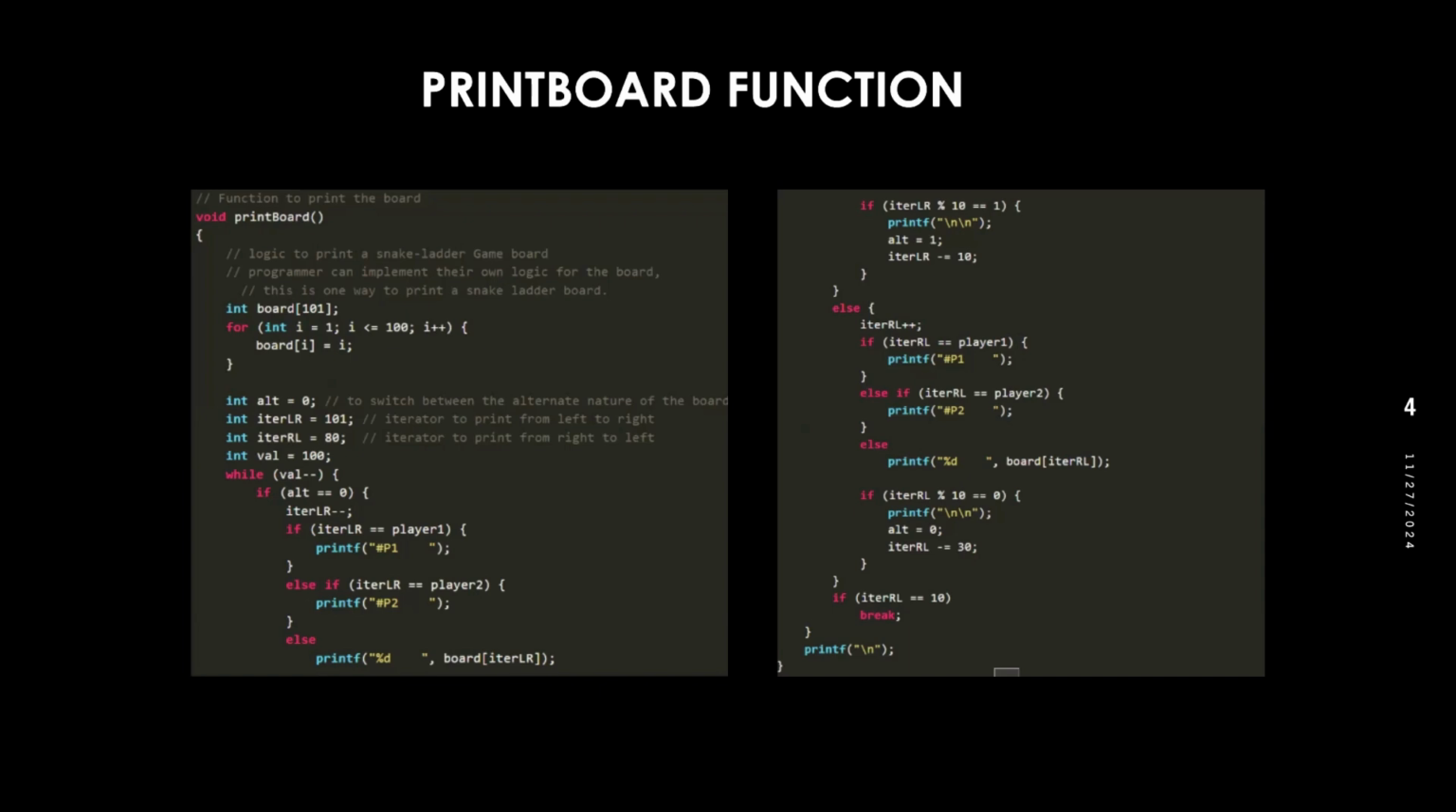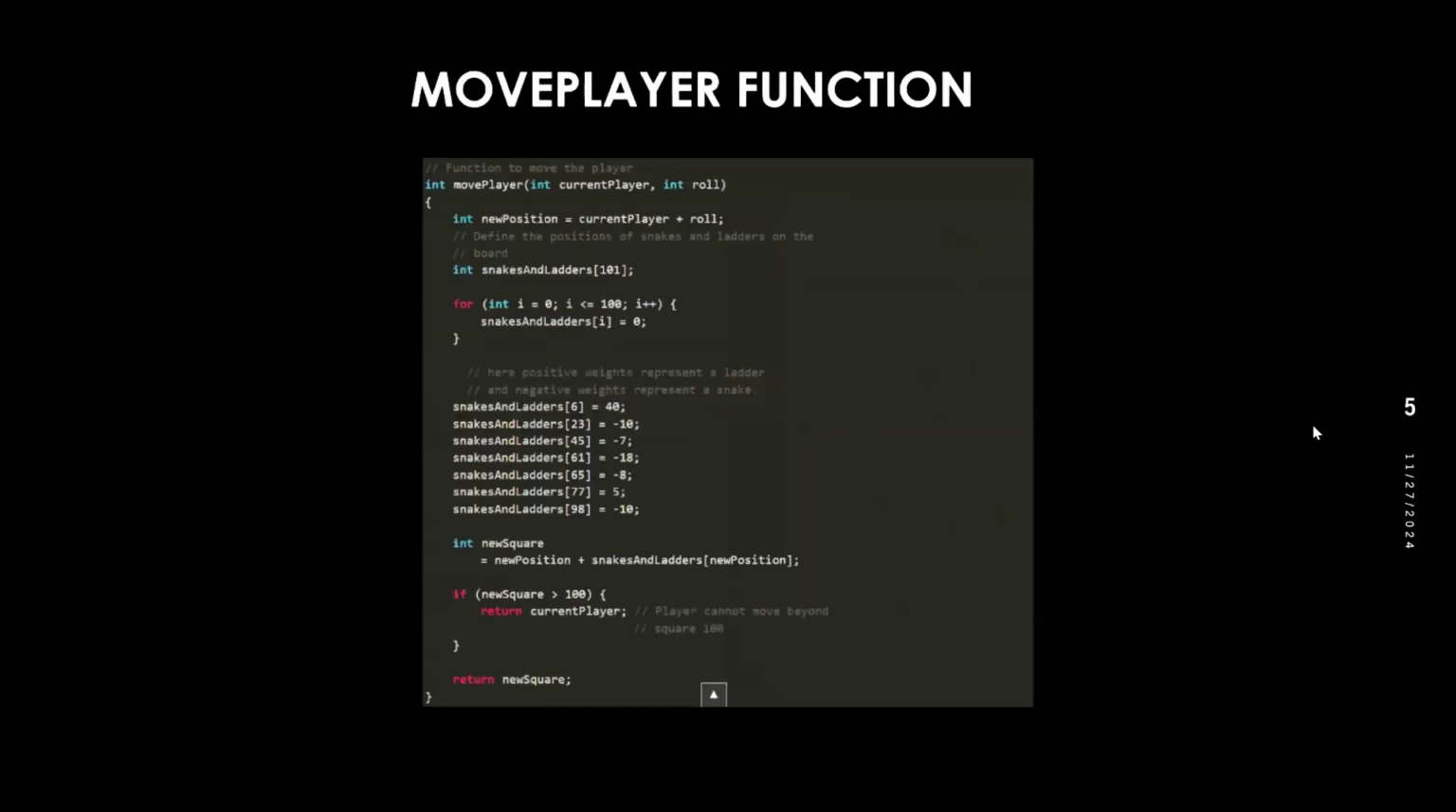And then we have the next function, which is the move player function. The move player function is responsible for updating a player's position based on their dice roll while accounting for interactions with snakes and ladders. The function ensures the player doesn't move beyond square 100. The new position is calculated by adding the current position plus the roll.